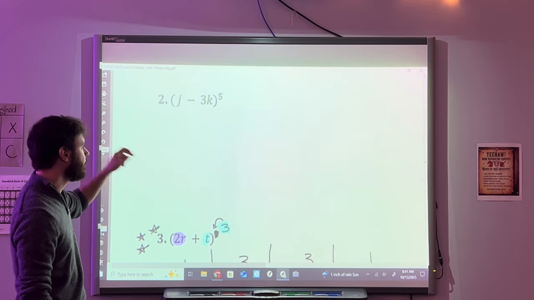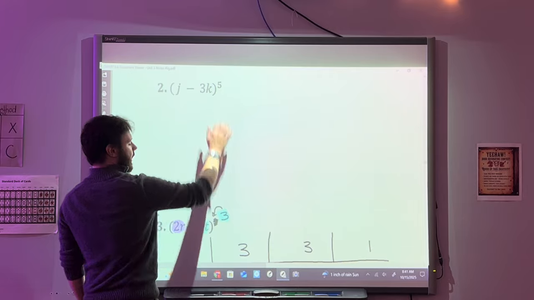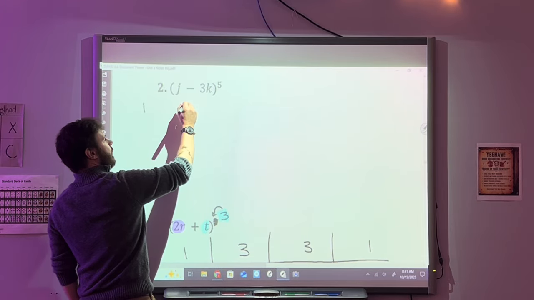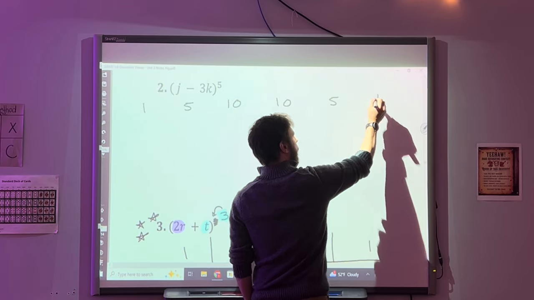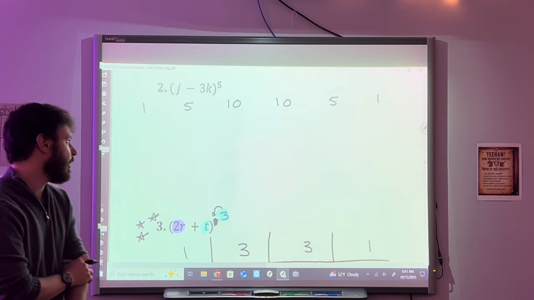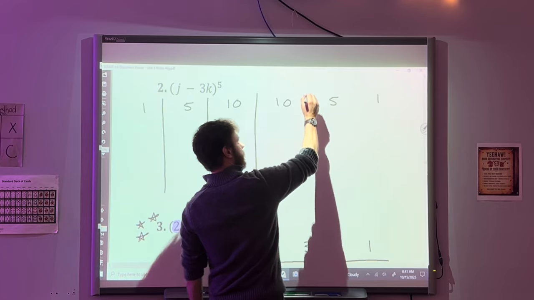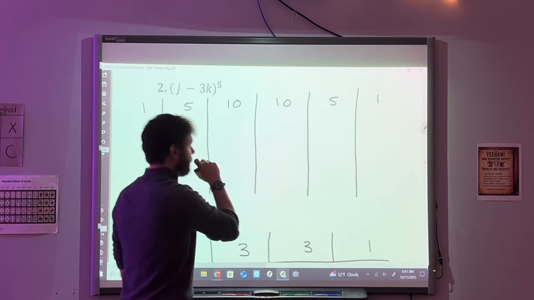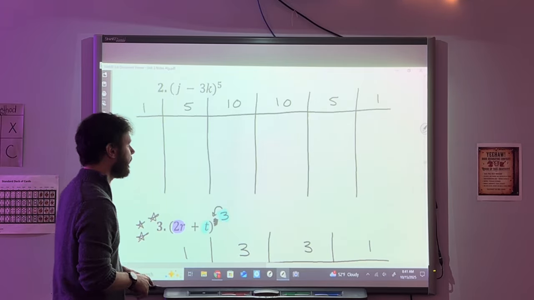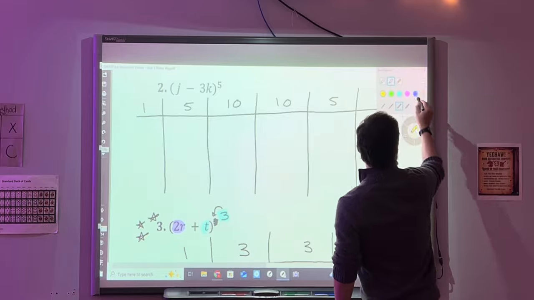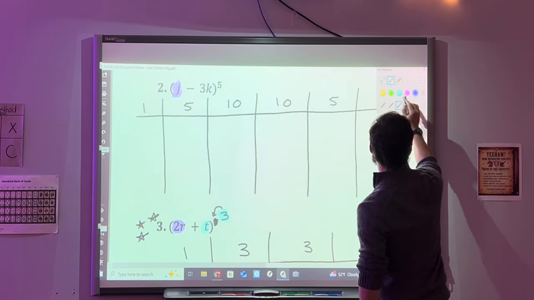Let's do number 2. And I'm gonna use the 5th row of Pascal's triangle because I have a 5 here. So my numbers here are 1, 5, 10, 10, 5, 1. Again, those numbers came from the 5th row of our triangle. And now I'm gonna make my columns. All right, as you set up your rows, I'm going to set up the rest of the problem.